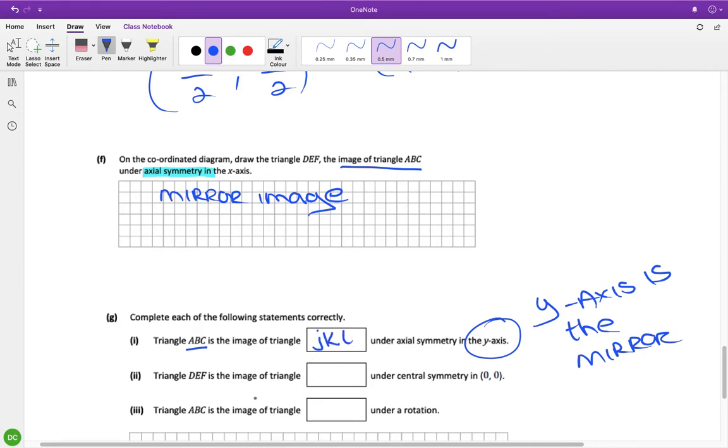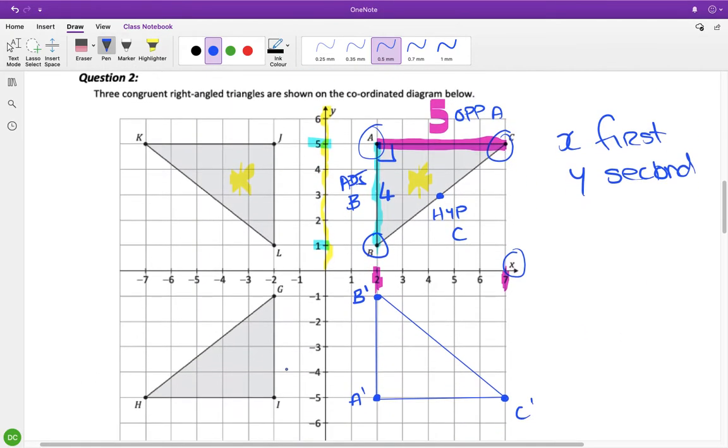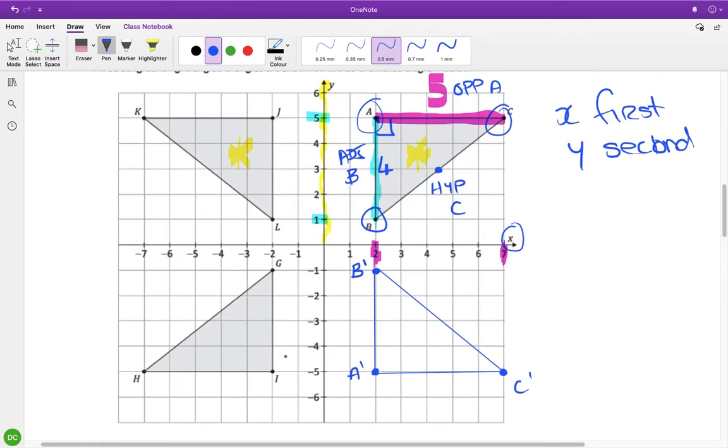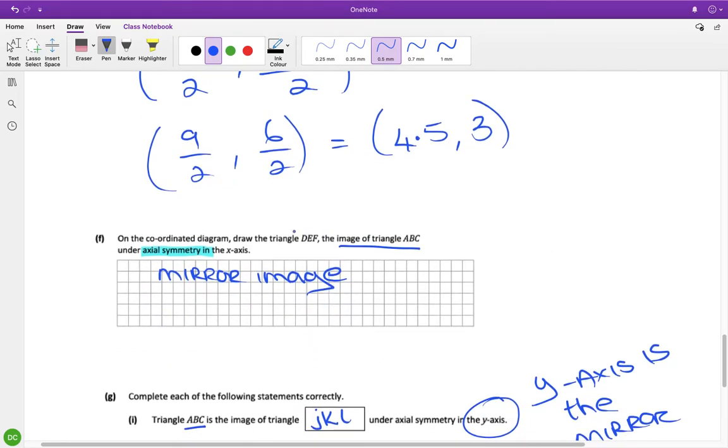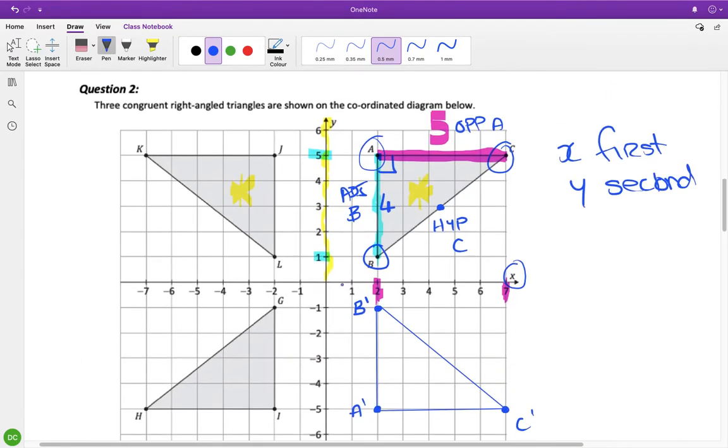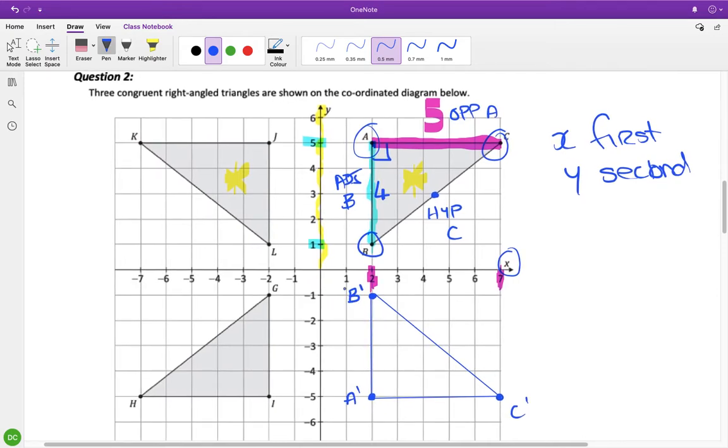JKL. Triangle DEF is the image of which triangle under central symmetry. Okay, so I'll show you how this works now. So DEF under central symmetry. Where's DEF? Oh, wasn't DEF the one we drew? I called it A dash and all that. Yeah. So this one is DEF. Okay, so DEF under central symmetry.